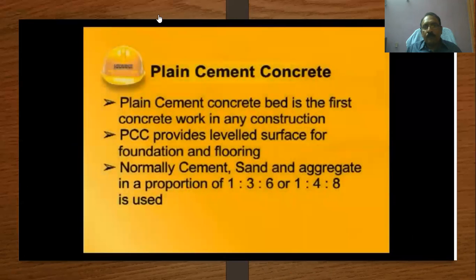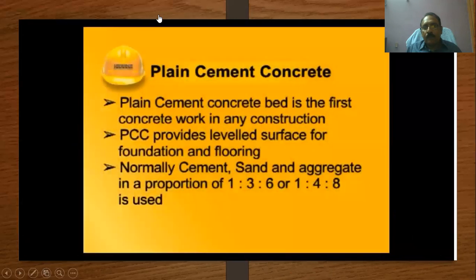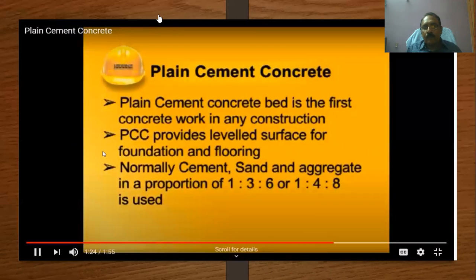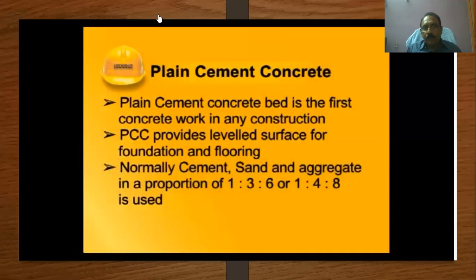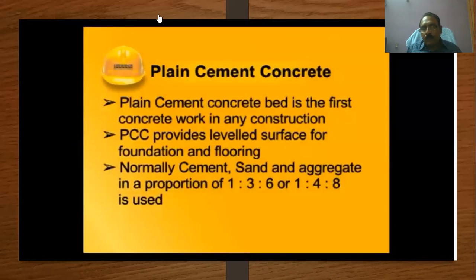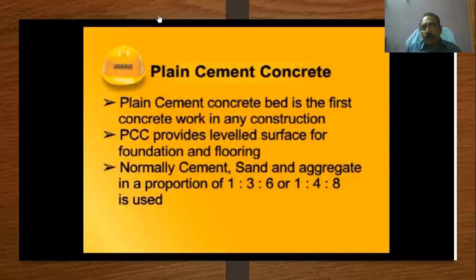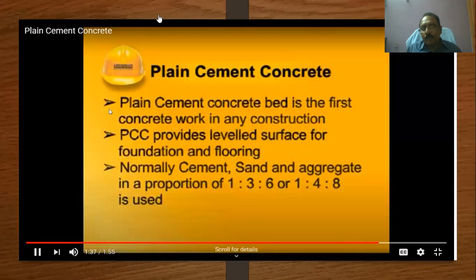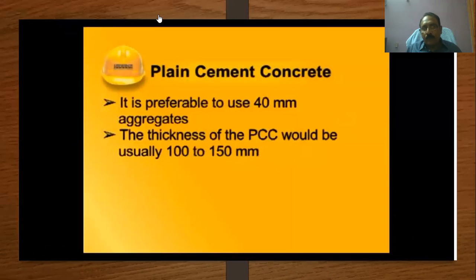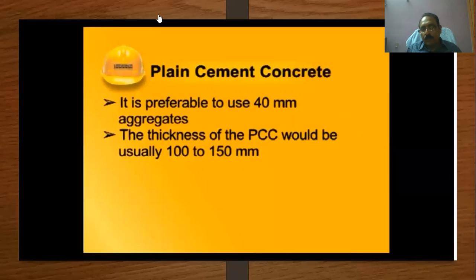Plain cement concrete bed is the first concrete work in any construction. PCC provides a leveled surface for foundation and flooring. Normally, cement, sand, and aggregate in a proportion of 1:3:6 or 1:4:8 is used. It is preferable to use 40 mm aggregates. The thickness of the PCC would usually be 100 to 150 mm.